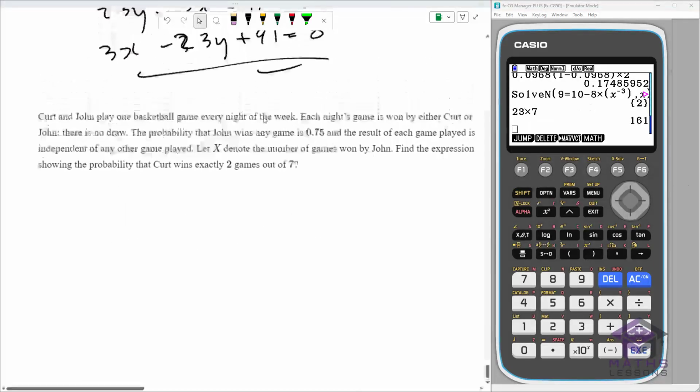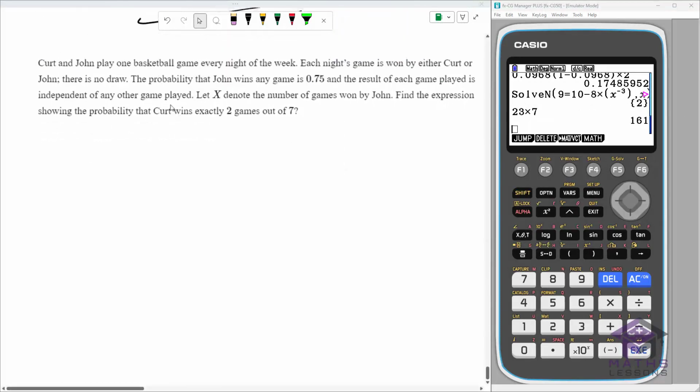Right, in this question, there's an extra question from binomial a student found tricky. Kurt and John play one basketball game every night of the week. Each night's game is won by either Kurt or John. There is no draw. The probability John wins any game is 0.75. The result of each game is played independent of any other game played. Let X denote the number of games won by John. Find an expression showing the probability that Kurt wins exactly 2 out of 7.